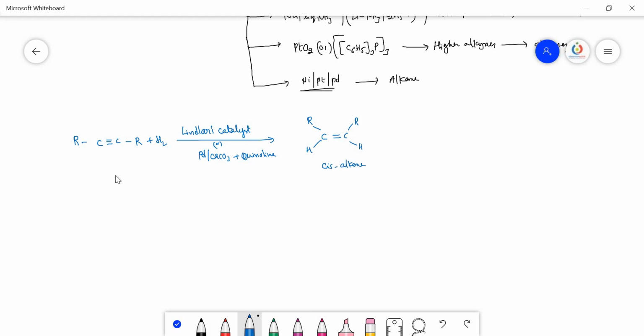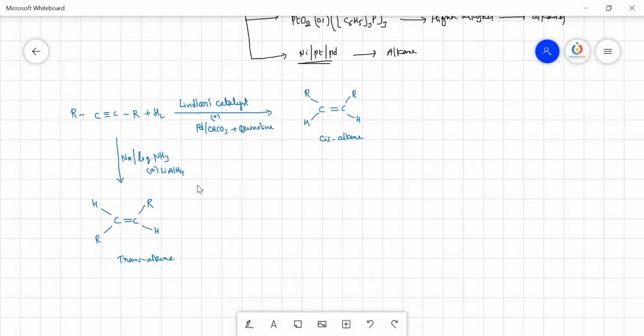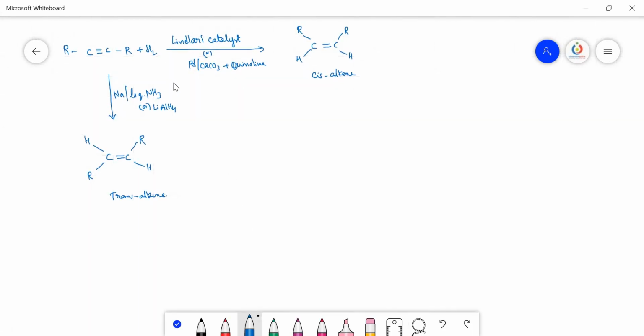And if you subject the same molecule to sodium in liquid ammonia or lithium aluminum hydride, then we don't get the cis alkene, we get the trans alkene. So the molecule is like this: R, hydrogen and hydrogen. So it is a trans alkene.